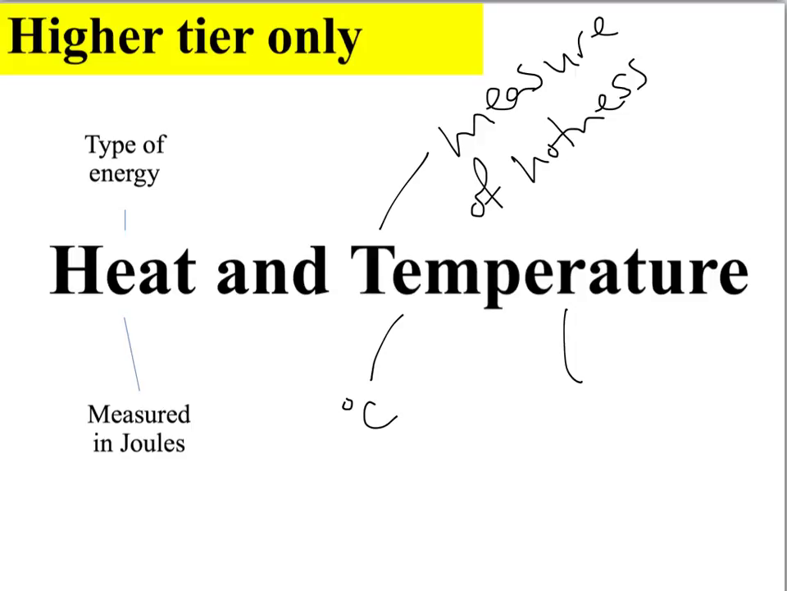Now, the hotter something is, the more the particles that make up that object will start to vibrate, and the more kinetic energy they will have. So actually, temperature is directly proportional to kinetic energy. So a more detailed definition for temperature would be to say that it's a measure of the average kinetic energy of the particles of an object.